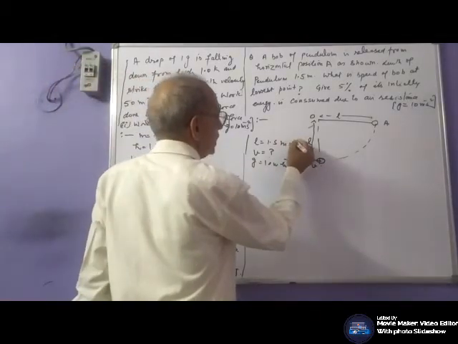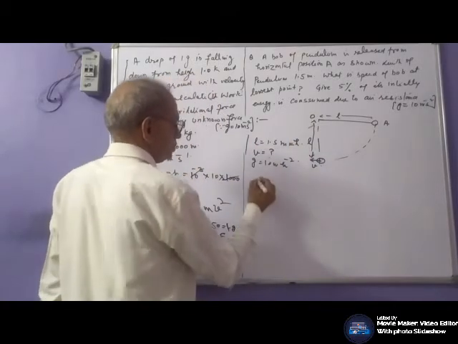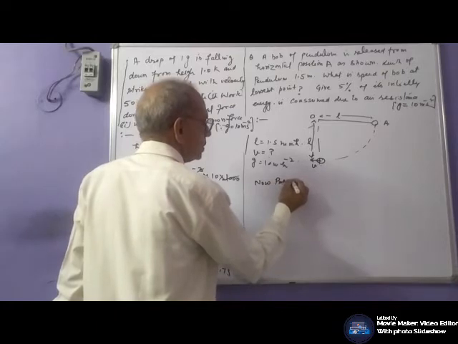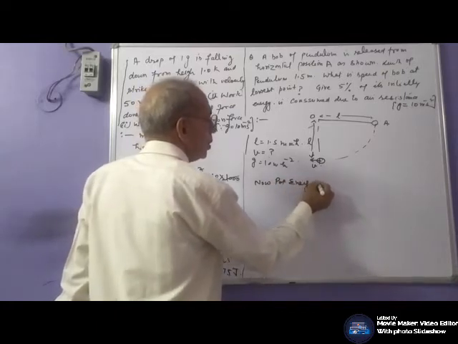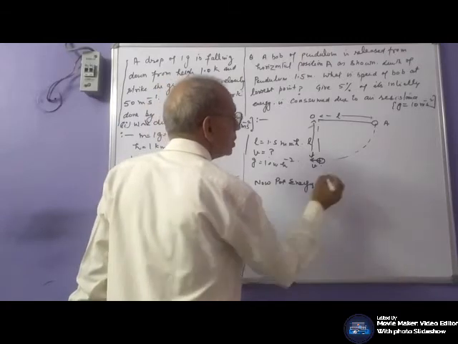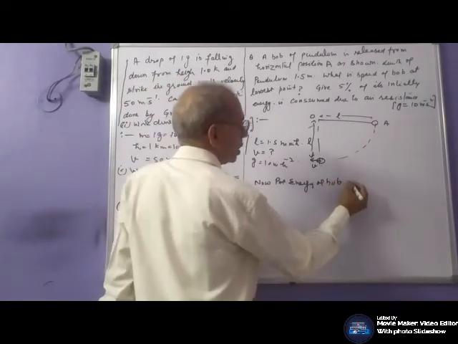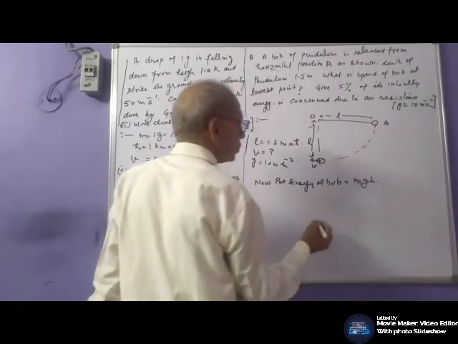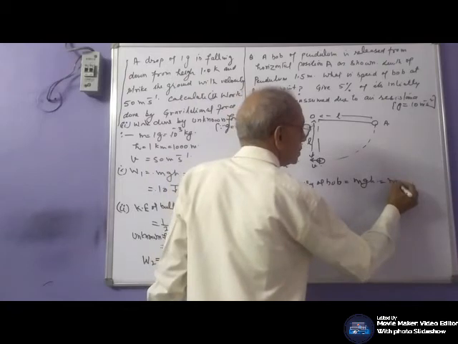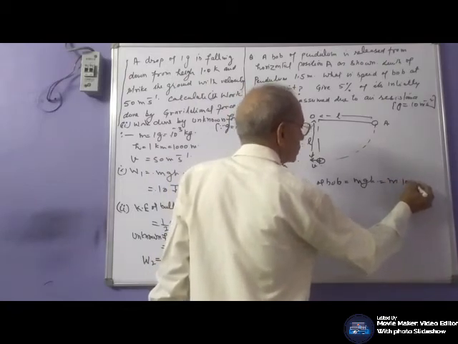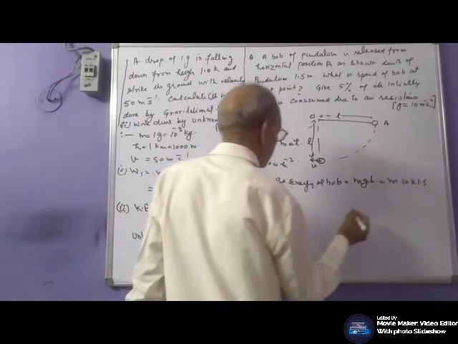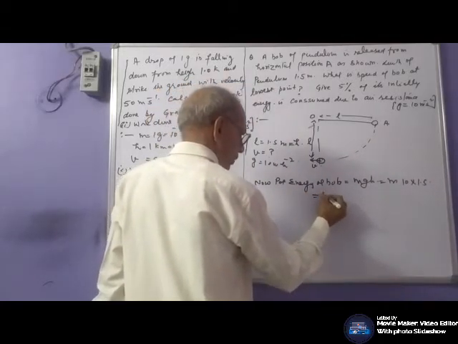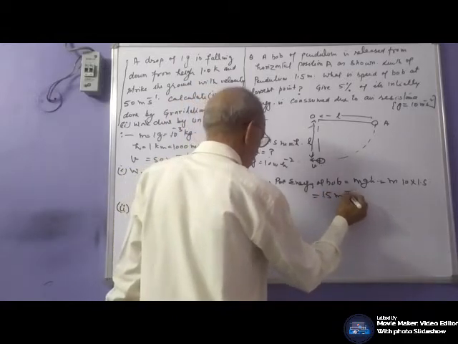So this L is h, height. Now potential energy of the bob is what? mgh. I am not given g, so take g as 10 and h is 1.5. So this is what? 15 m joule.